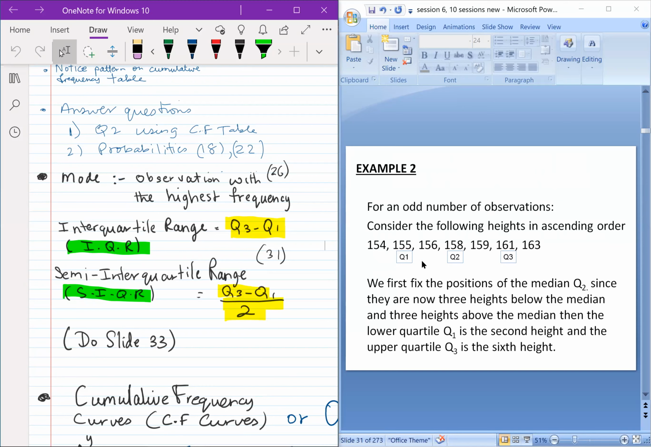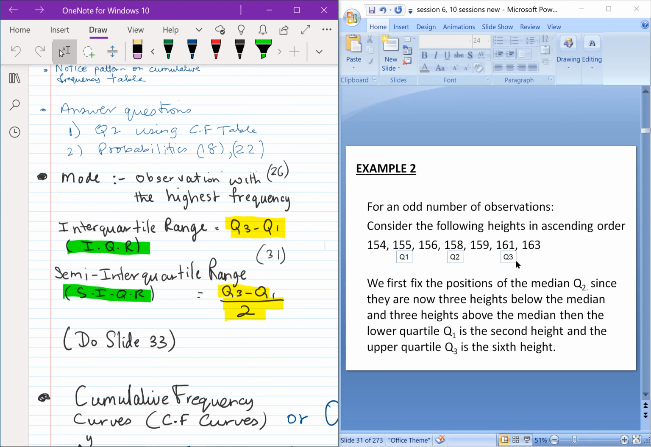What about Q3, the upper quartile? If you consider this as the middle value, then the upper quartile, Q3, is the middle of the upper half of the data. The upper half comprises these numbers here, 1, 2, 3, and the middle value of those would be 161. So that would be Q3, which is the upper quartile, okay?